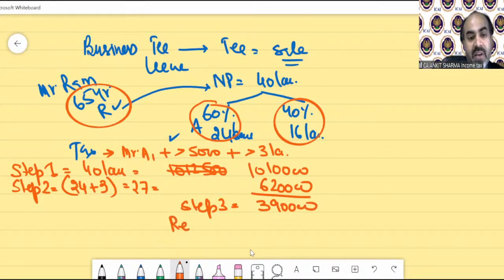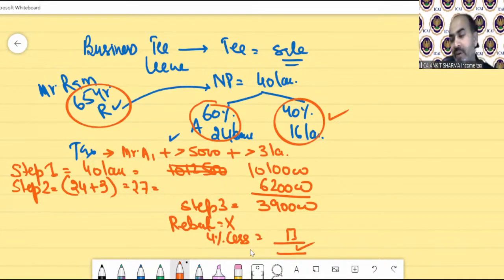Now we can check whether a rebate is applicable. If your non-agricultural income is less than 5 lakh, then I can take the rebate. But because the non-agricultural income is more than 5 lakh, there is no rebate. We can apply 4% cess on it, and that is going to be our tax liability. So even in the case of a composite business, always remember, if the examiner asks for calculation of tax, then you have to see if the three conditions are fulfilled, and the tax will also be calculated as per the provision of integration.